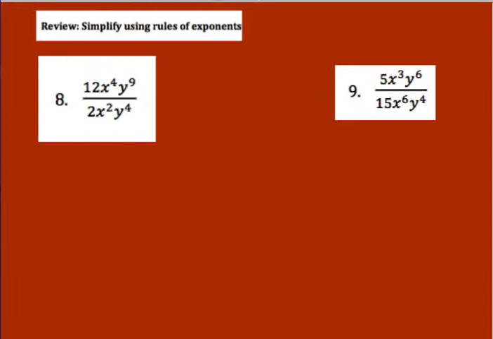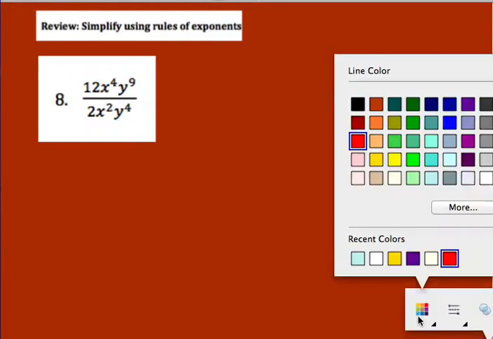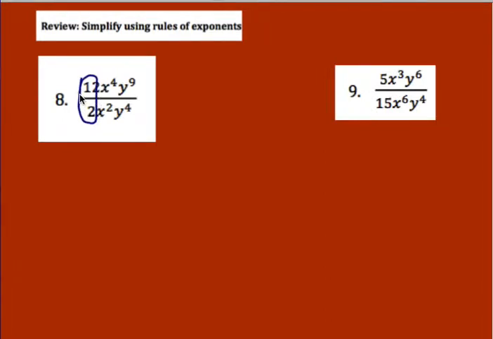All right, let's take a look at number 8. So simplifying this down, the first thing I like to do is just take a look at the big numbers. So I have 12 divided by 2. Well, I can do that. 12 divided by 2 is simply 6. Here I have x to the 4th divided by x squared. So now I'm going to ask myself where my larger amount of x's are. And they're on the top. So when I subtract them and get x to the 2nd, my x to the 2nd needs to be on top.